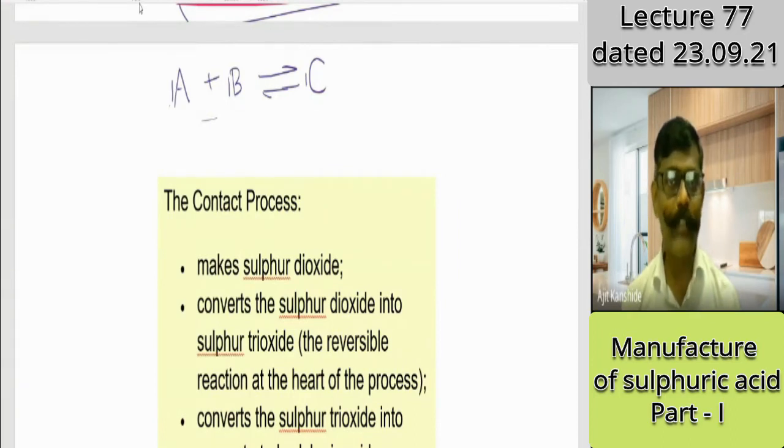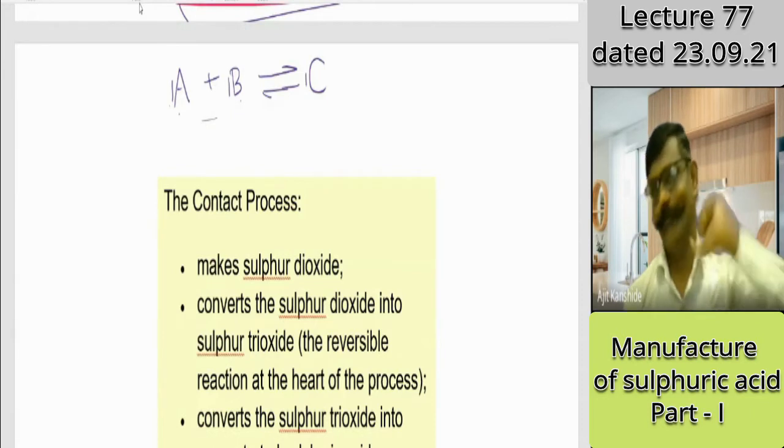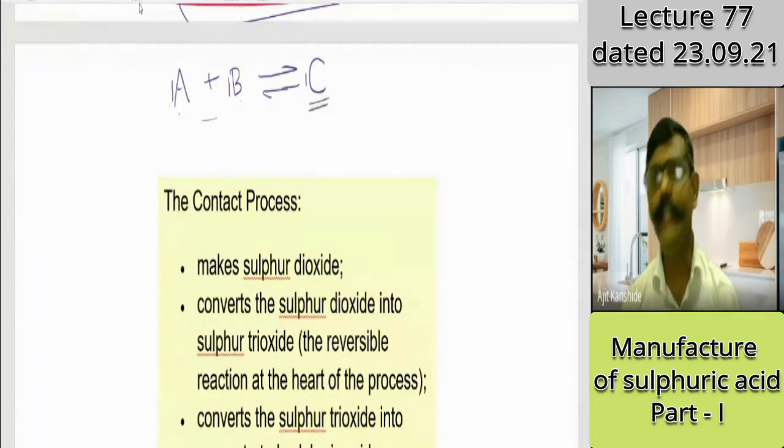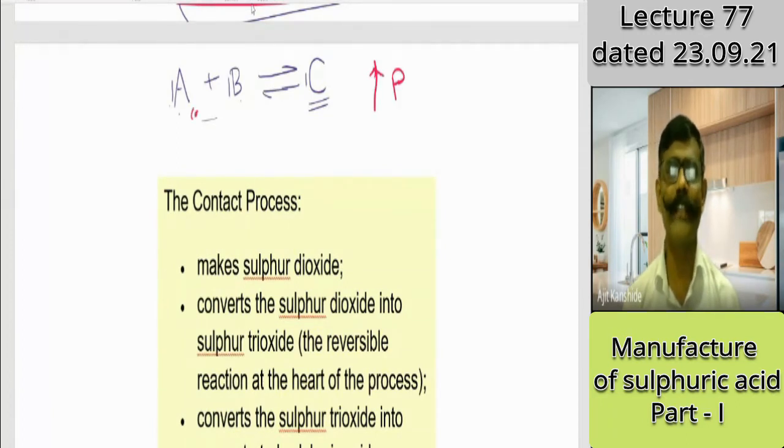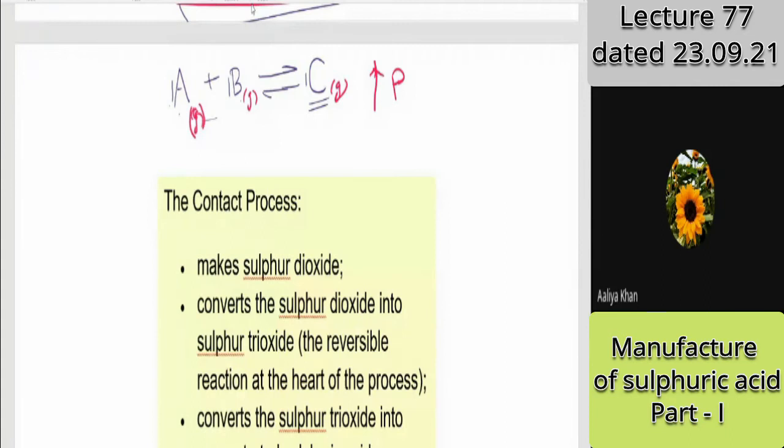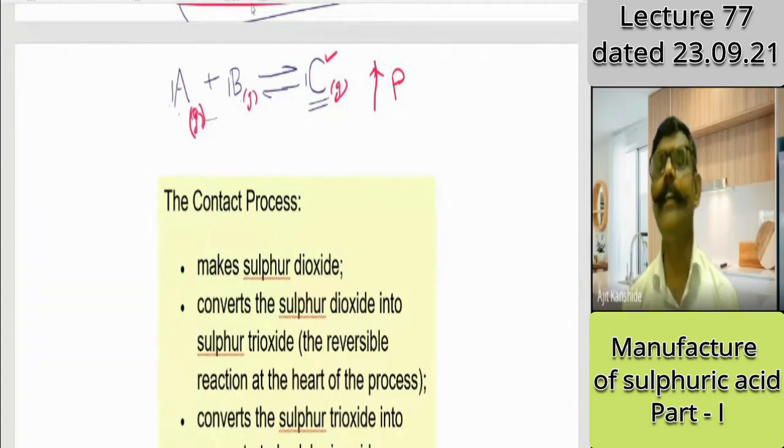Now I would like to ask a question. This A and B are there, two things at one side, and on the other side only one thing is there. Now if I increase the pressure of this reaction, where all are gaseous, who will be affected more? Where will be the more effect? C. Okay, the answer is that C will be more affected.